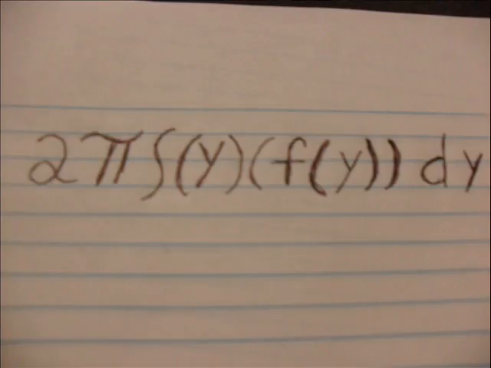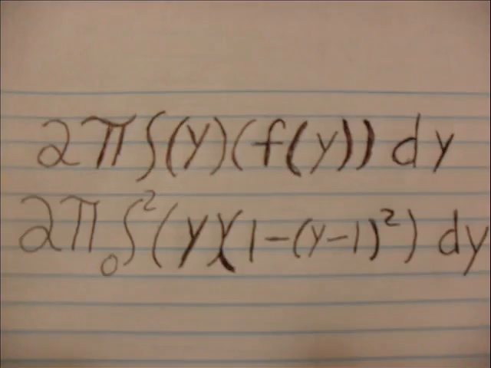We'll need to put in 0 and 2 on our integral, and then we'll need to keep y the same and put in our original function, which is 1 minus (y minus 1) squared dy. Now we have successfully set up our integral.